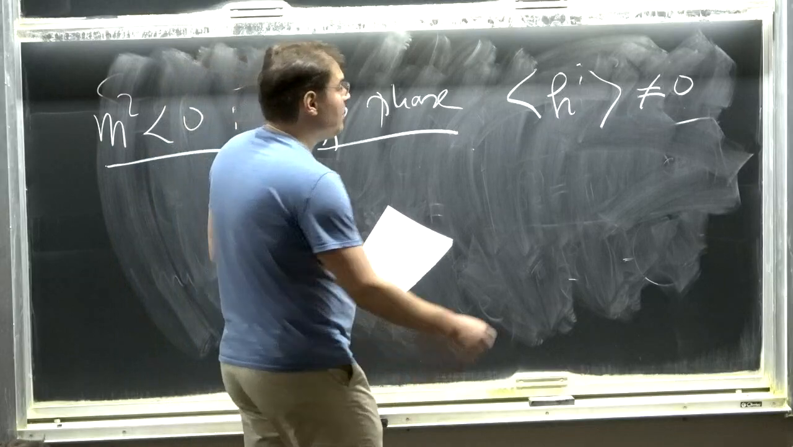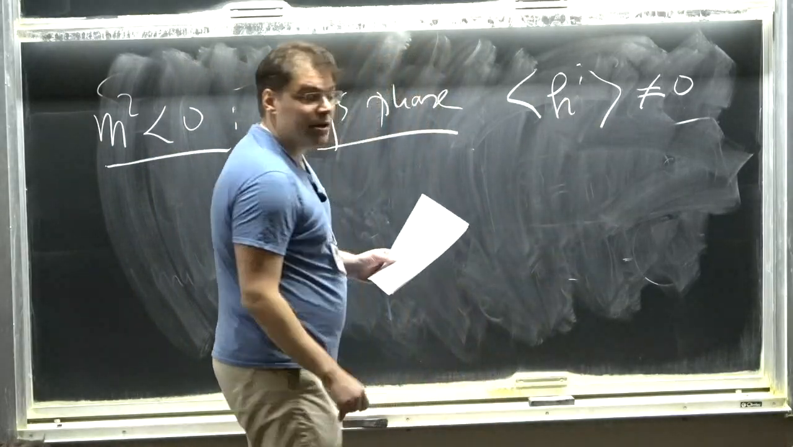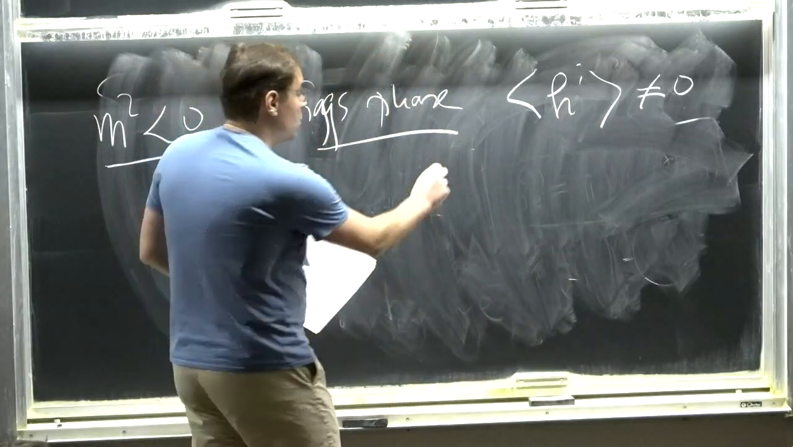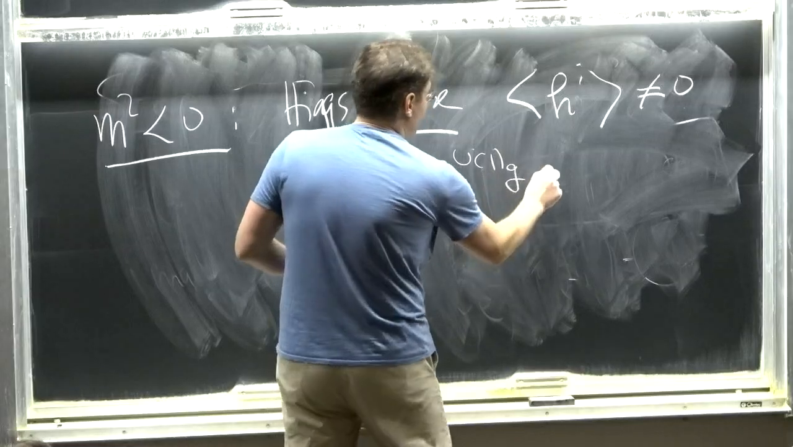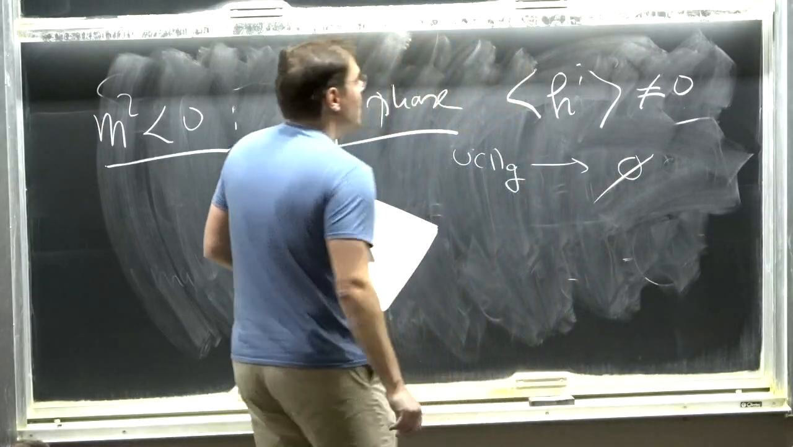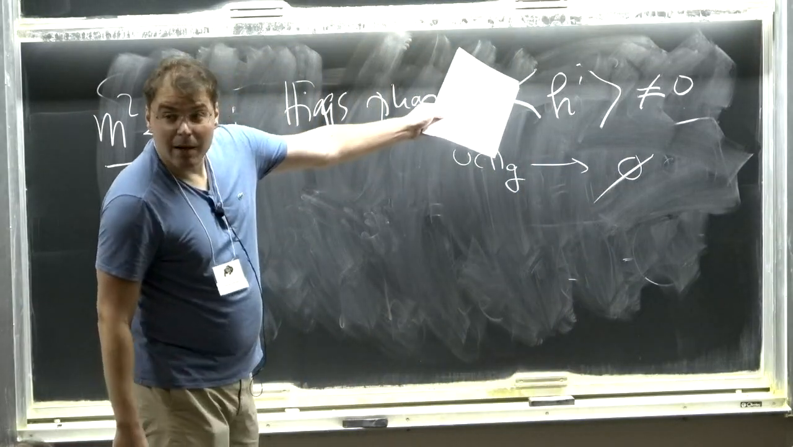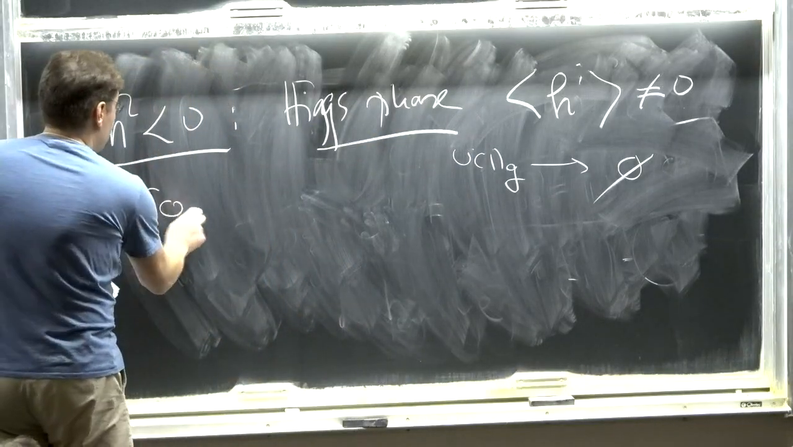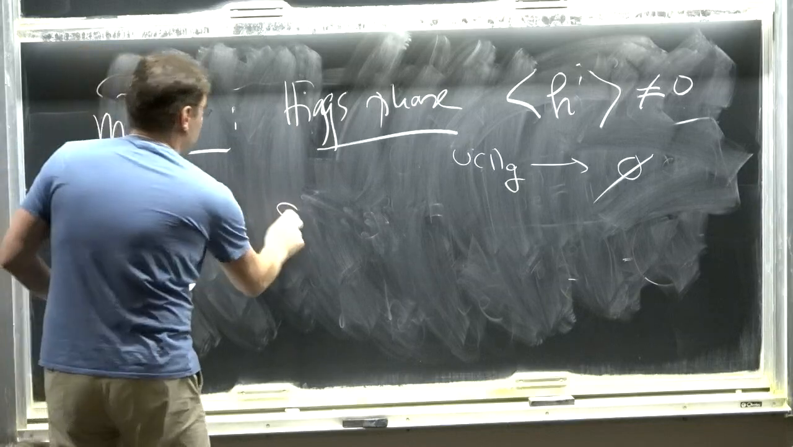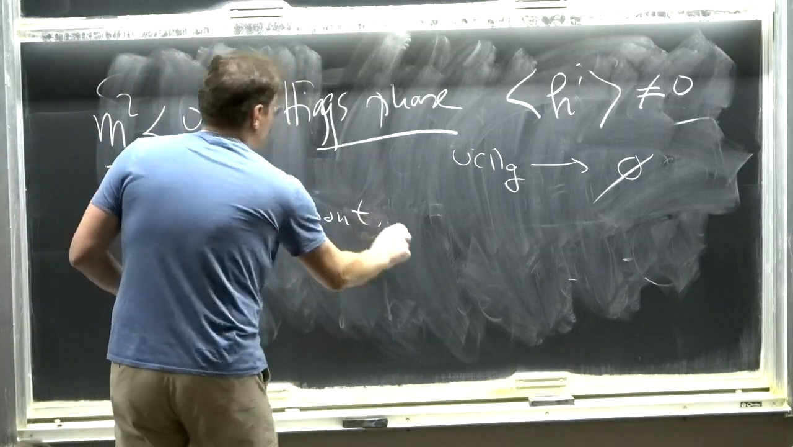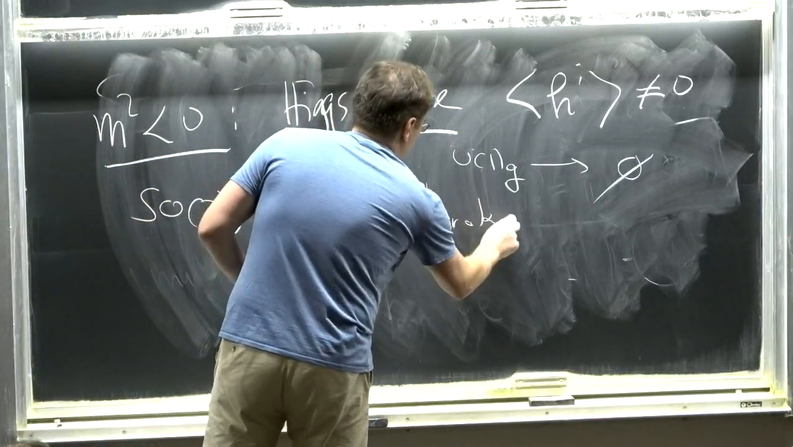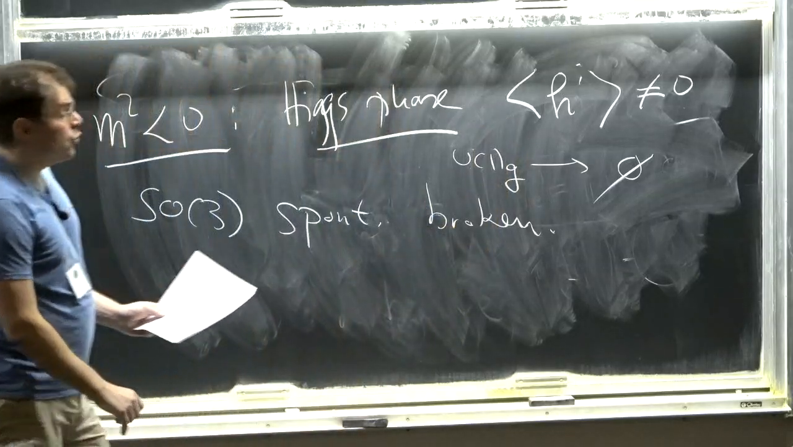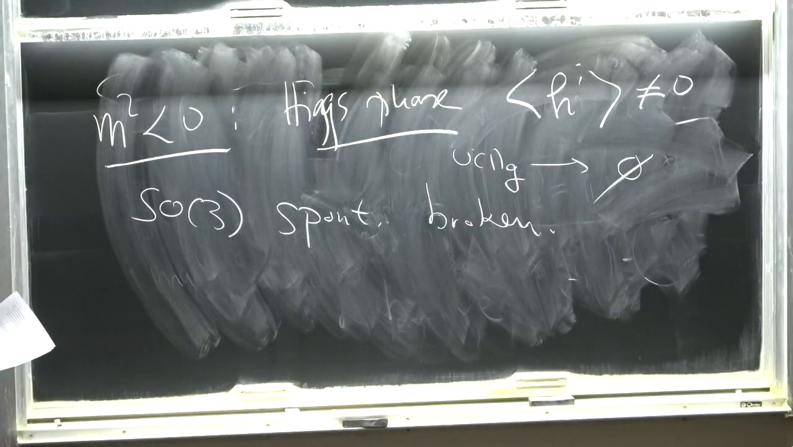And the reason it's gapless is because this non-zero expectation value for H doesn't just Higgs the U1 gauge symmetry, so U1 gauge is Higgsed to nothing. I is an SU2 doublet index, and that means the SU2 or SO3 flavor symmetry is also spontaneously broken. How do you see that? Well, and what is it broken to?